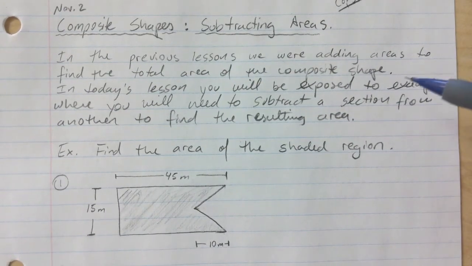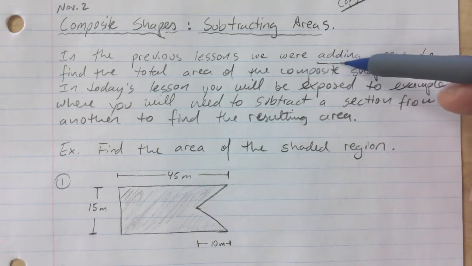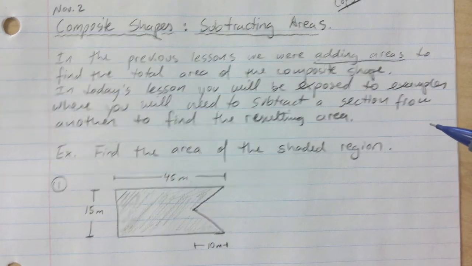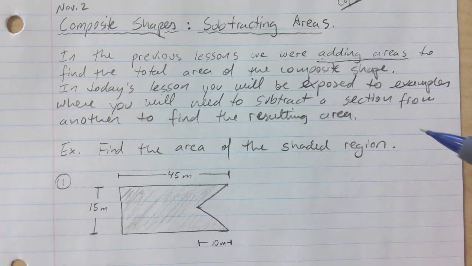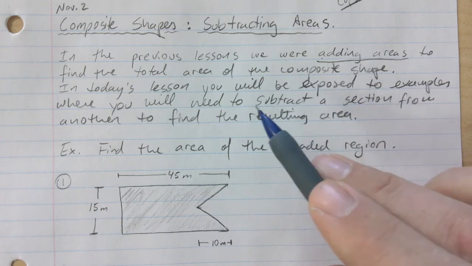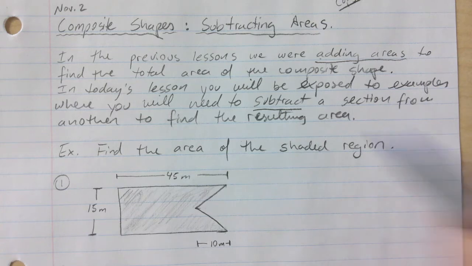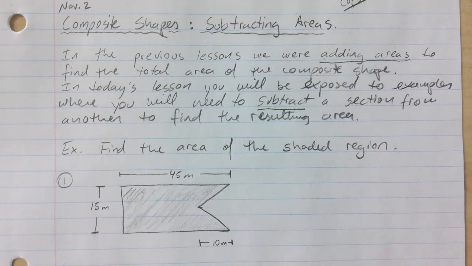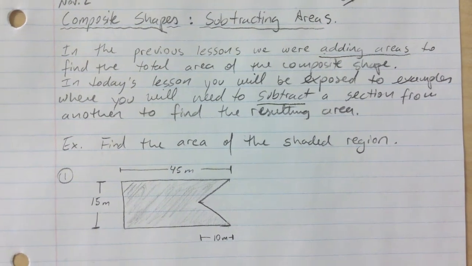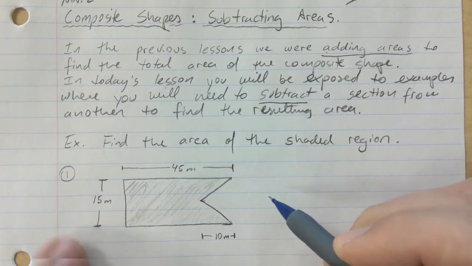So for the last 2 lessons or so, we were adding areas, right? And now we'll be exposed to examples where you'll need to subtract a section from another to find the resulting area. Okay, so example: find the area of the shaded region.